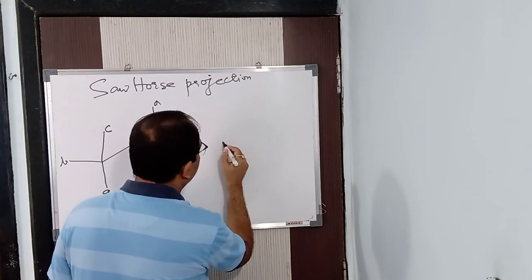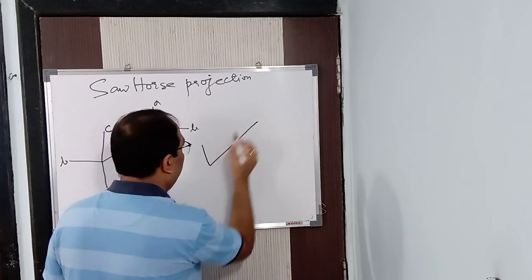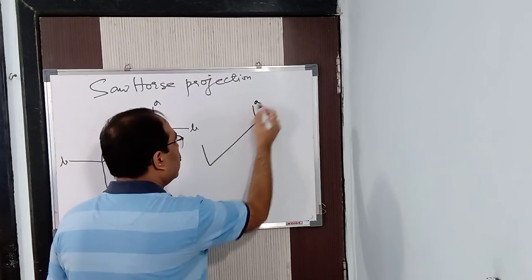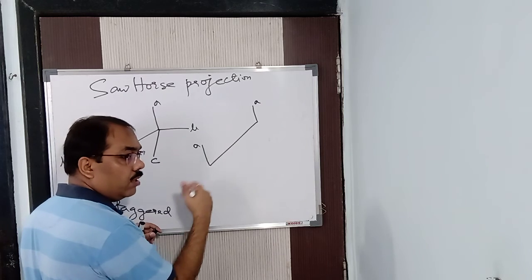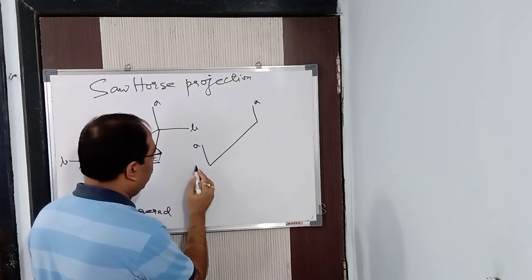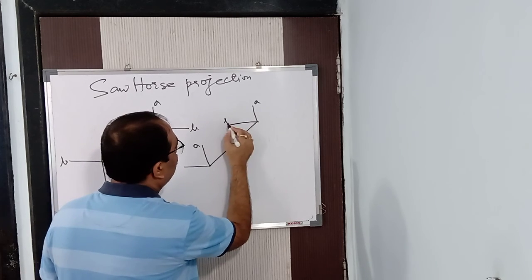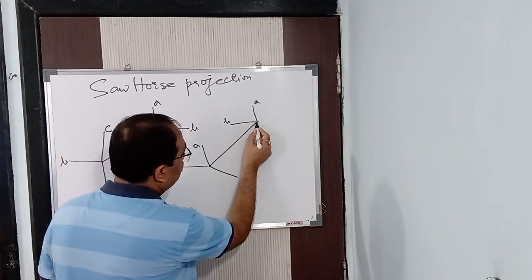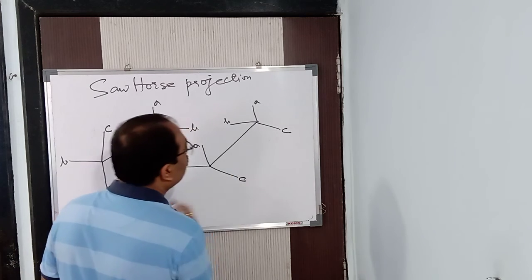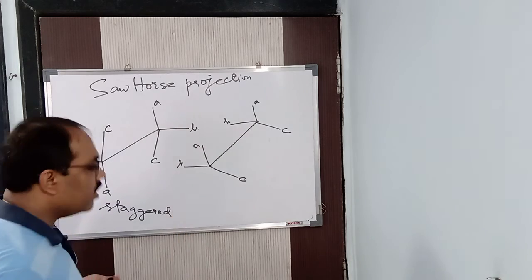But what is eclipsed? Now, this is A, this is also A. See, they are parallel. The bond angle between them is 0 degree. Between 2 parallel lines, what is the bond angle? 0 degree. Now, this is B, and this is also B. Now this is C, and this is also C. These two are the carbon atoms and they carry any groups.